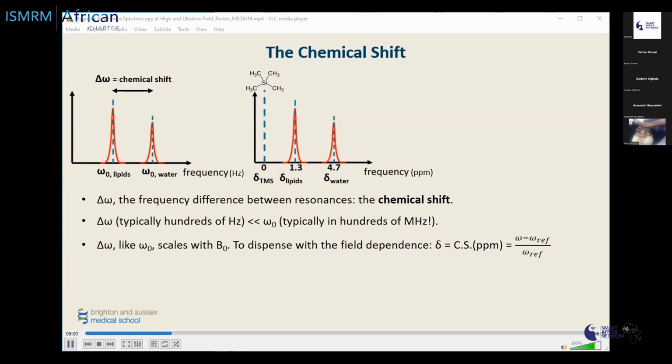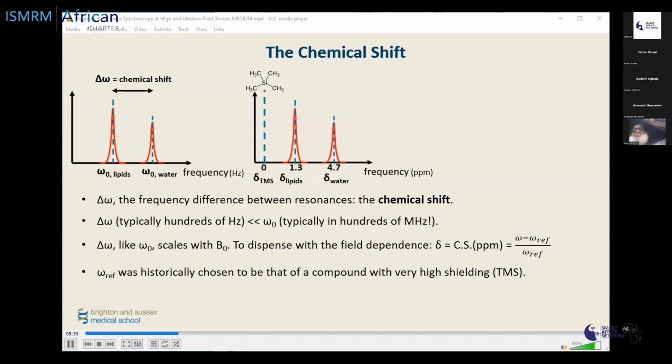And if we scale our resonance frequency by the frequency of the tetramethylsilane, or the TMS, then the resonance frequency of TMS in those unitless numbers called chemical shift in parts per million is 0, and the resonance of lipids will be at 1.3 ppm, and the resonance of water will be at 4.7 ppm, and that is a frequency independent number. This is again a historical choice, but we kind of stuck to it. Even today on clinical scanners, we refer to the resonance frequency of water as being at 4.7 ppm and that of lipids at 1.3 ppm.